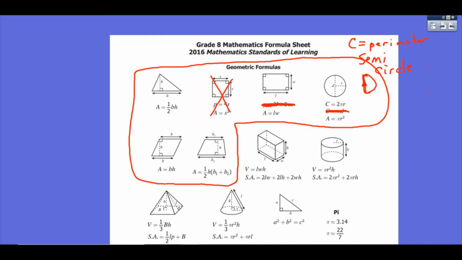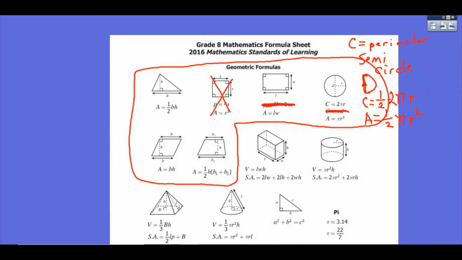If you're dealing with semicircles, which is half a circle, your formulas change slightly. Your circumference or your perimeter of that semicircle would be 1/2 times 2 pi r. If you wanted the area of a semicircle, it would be 1/2 pi r squared. So you just have to remember, if you're dealing with half a circle, use the circle formulas with a 1/2 in front of it. Okay?